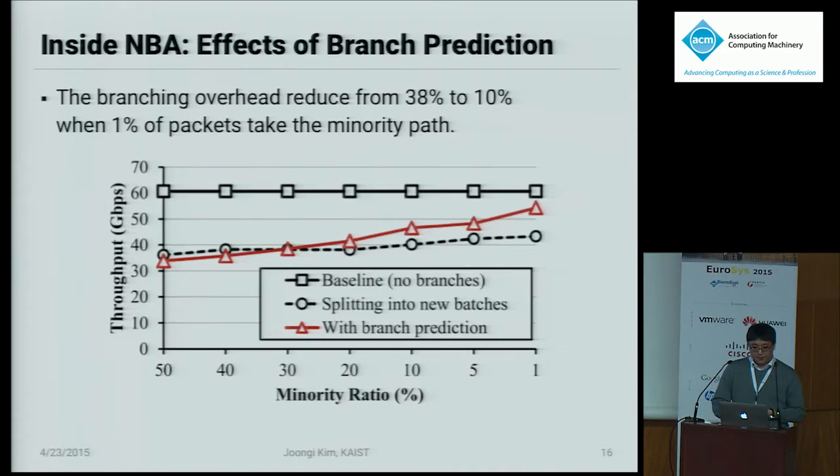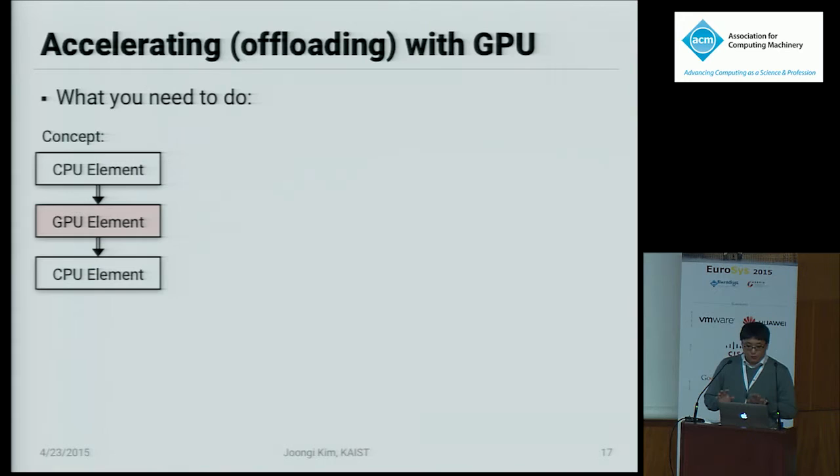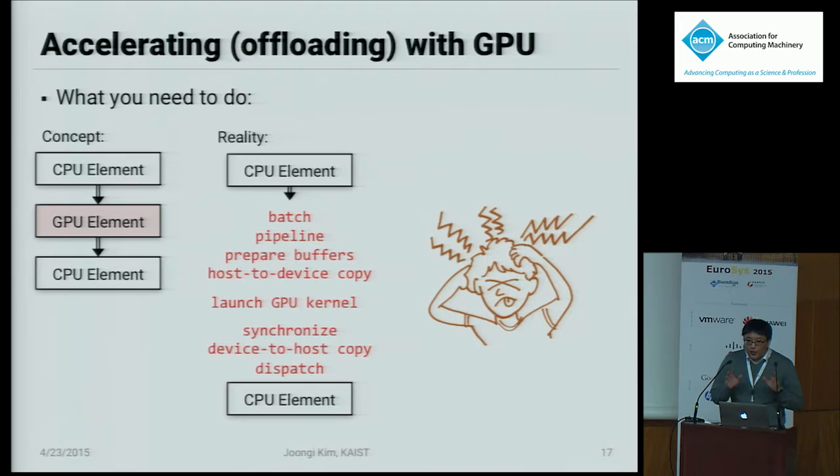The next step is to accelerate your element with GPU. In an ideal world, you could just connect your GPU element with other CPU elements, and it should just work. But I think you guys know that this is not the case in reality. So we need to do a lot of work like here, including batching, pipelining, preparation of buffers, data copies from and to the GPU, and synchronization. All of this makes using GPUs a difficult task.